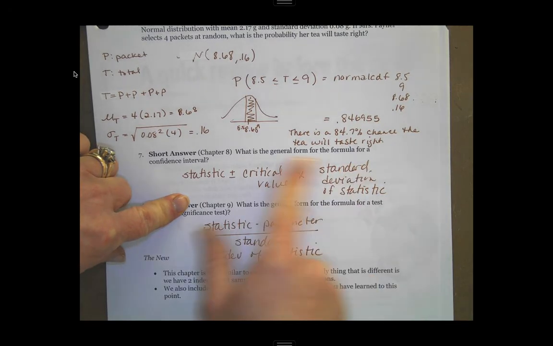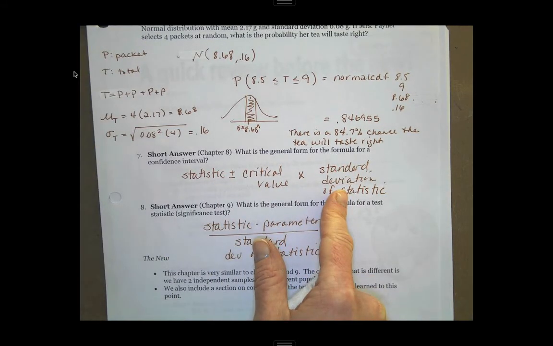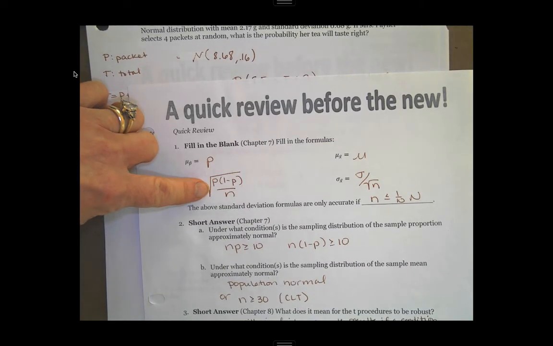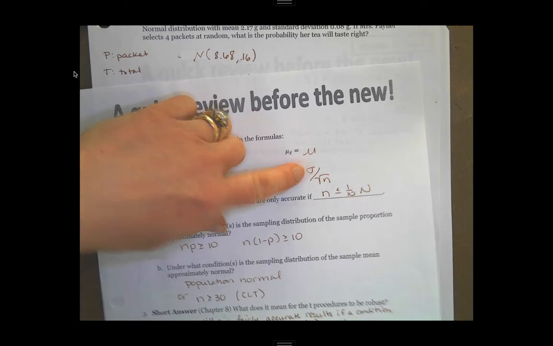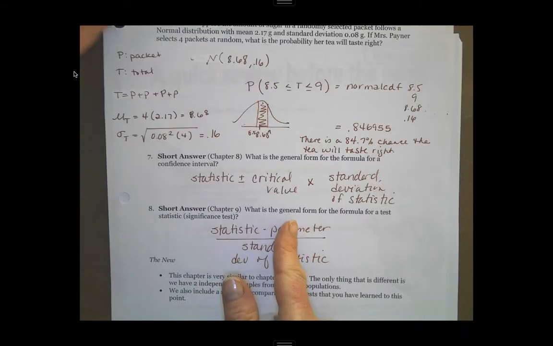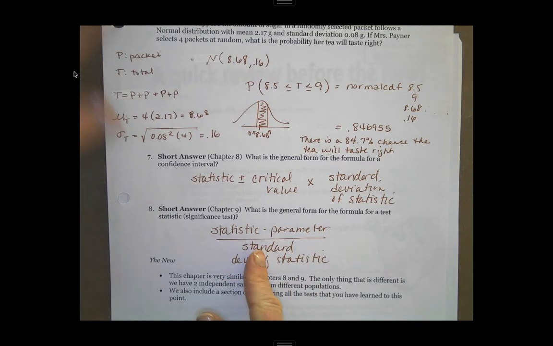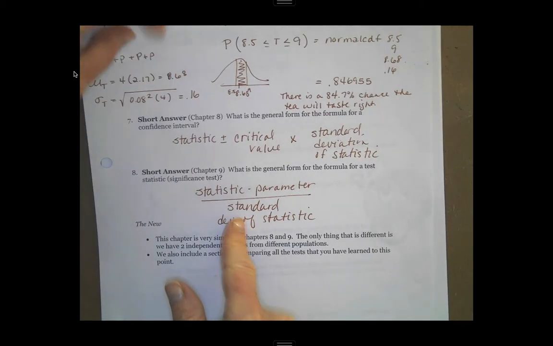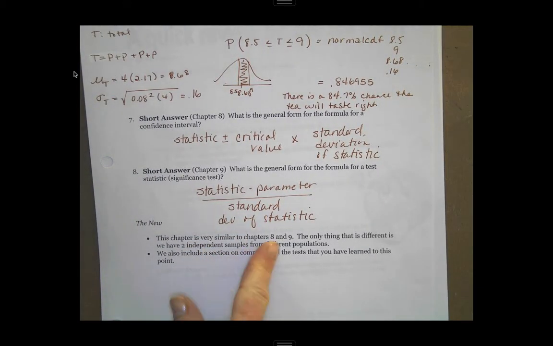Here's your general form for your confidence interval. If you wrote standard error of the statistic, that's fine there, because remember, standard error is the same thing, except instead of having p, we would plug in p hat, or instead of sigma, we'd plug in s. And again, if you put the little x there, that's fine too. Same thing right here. You might have written standard error here, but for this particular one, it's pretty much always the standard deviation there. This chapter is very similar to 8 and 9.